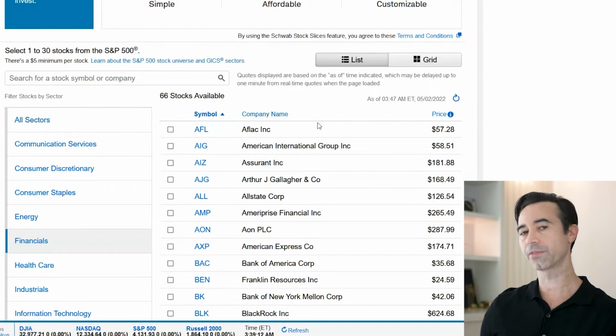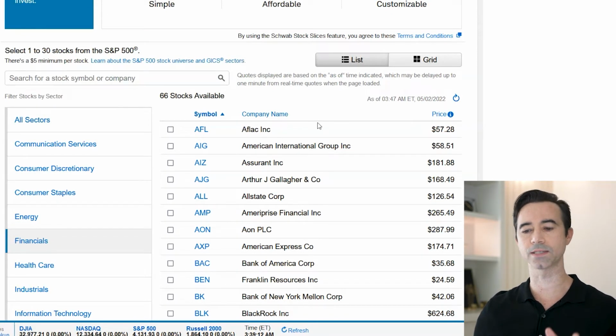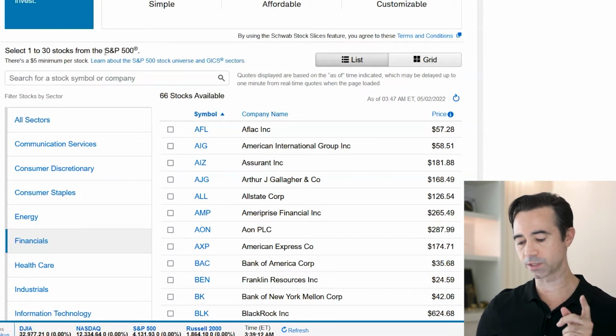Now, they're not all the companies because Schwab's Stock Slices only allows you to invest in S&P 500 companies. So that's a limitation, and I do believe Fidelity, for example, does not have that limitation, but Schwab does. So you can only buy bigger companies within Schwab's Stock Slices.